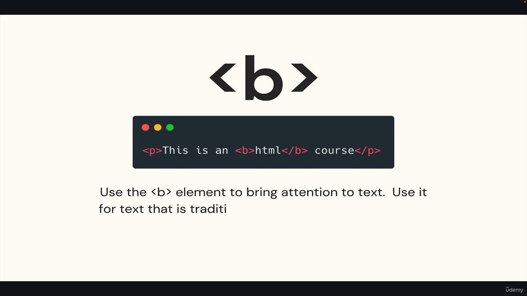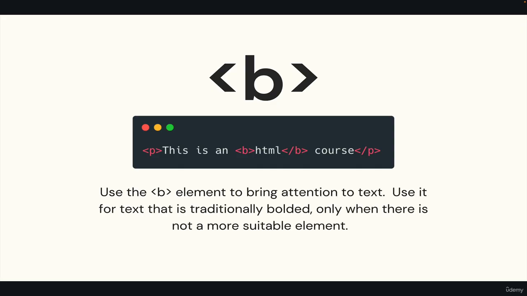But then we also have the B element, which used to be the bold element, kind of like the I element used to be for italics. But again, the trend, the mindset in HTML has moved away from using this purely to make something bold. It's been renamed to the bring attention to text element. It's a long name. You use it for things that are traditionally bolded, but only when there's not a more suitable element. So an example would be, this is an HTML course.